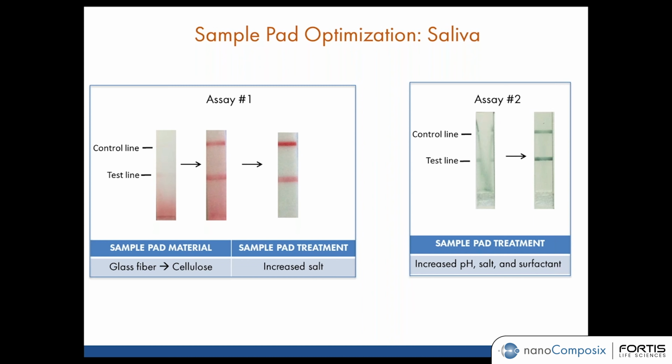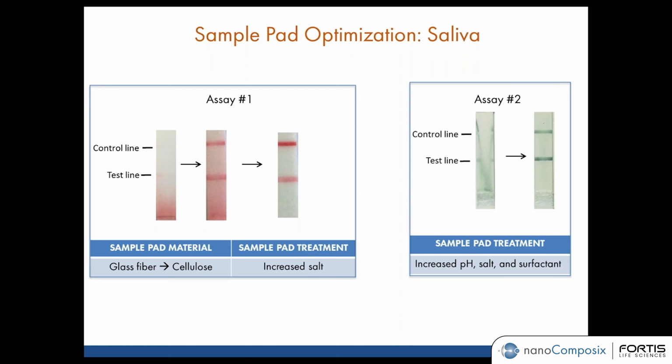To improve this, we screened a wide range of sample pad materials with a wide range of saliva donors. The next strip shows the improvement made by changing from a glass fiber material to a cellulose material. However, you can also see that the background was still really high and that the flow was not perfect. By treating the sample pad with a high concentration of salt, we were able to improve the flow and get valid results to the test line.